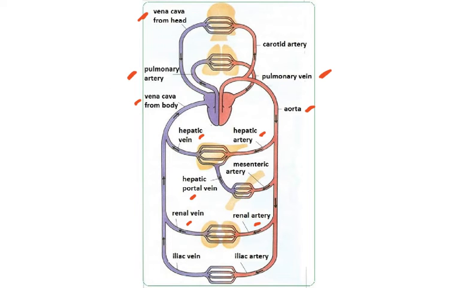First point is name the main blood vessels. So name means, of course, you must know them. They will give you a diagram which is not labeled, and you'll have to label it. So let's look at all of them. There are 9 that we have to know.